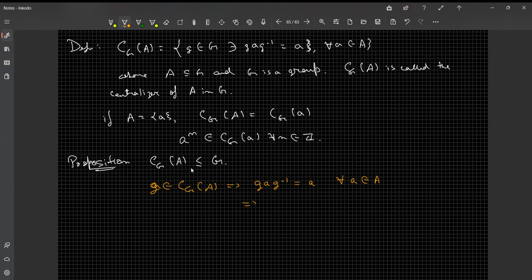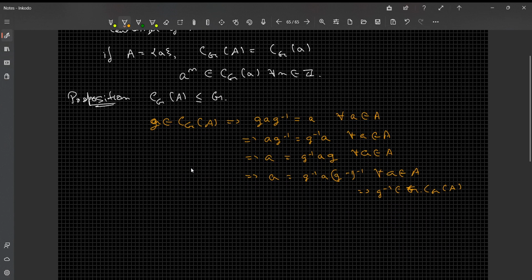So if I pre-multiply by G inverse, I will get A G inverse equals G inverse A. This also holds for all A in A. Now if I post-multiply by G, I'll get A equals G inverse A G for all A in A. But this is the same as G inverse A (G inverse)'s whole inverse, for all A in A. So that means G inverse is in the centralizer of A. So it's closed under inverses.